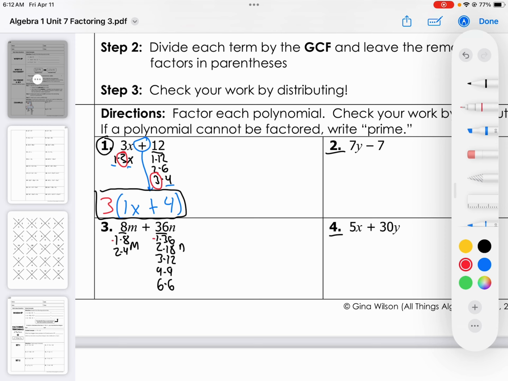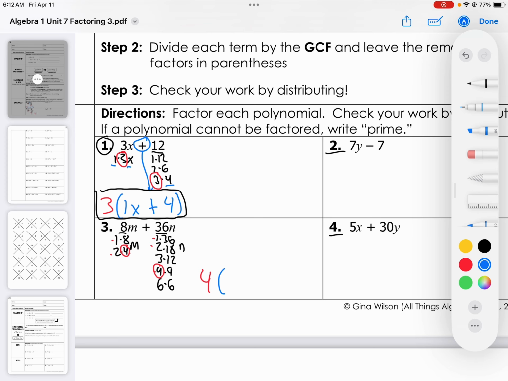Let's see, they both have a 1, they both have a 2, I see they both have a 4. That looks like the biggest thing that they have in common would be that 4. So I'm going to start with 4. That's the biggest thing they have in common. If I look at the variables, one has m and one has n, so they don't have the same variable. Those would not be in common.